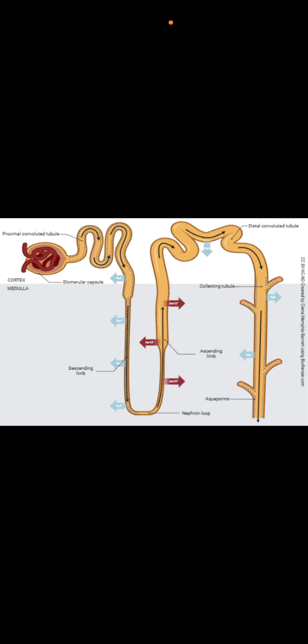Next, the filtrate passes through the nephron loop, which includes the descending and the ascending limbs. In the descending limb, water is reabsorbed, while in the ascending limb, sodium and other ions are absorbed, but not water. After that, the filtrate moves into the distal convoluted tubule, where reabsorption happens and tubular secretion happens as well.